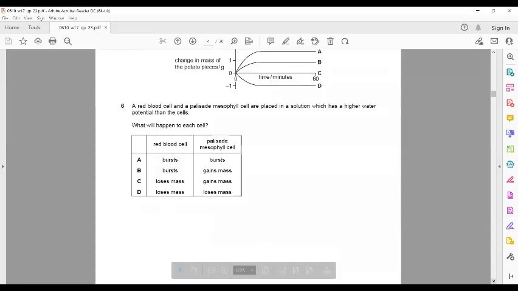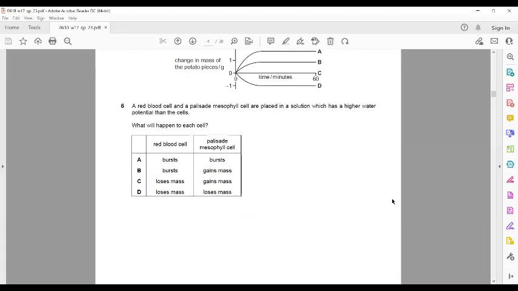And a red blood cell and a palisade mesophyll cell are placed in a solution which has a higher water potential than the cell. What will happen to each cell? So the first thing that you have to notice here is that they want to make it a bit complicated. They are not mentioning what happens to the animal cell and what happens to the plant cell, but they are placed or treated in a different concentration of the solution. And instead, they give you an example of the cells from the plant and animal.